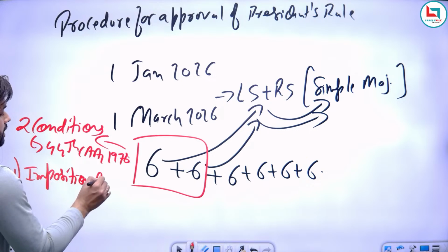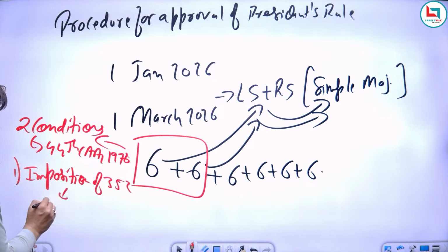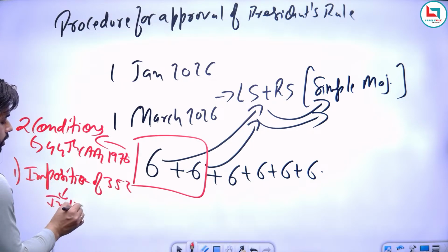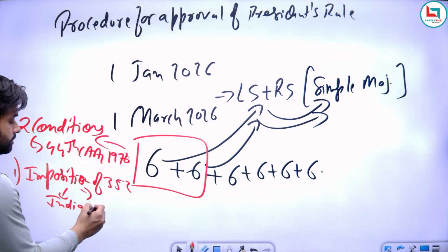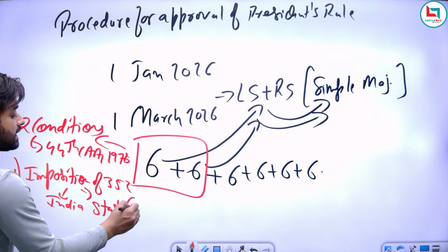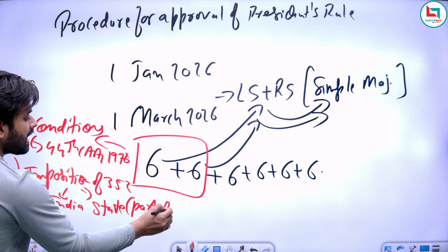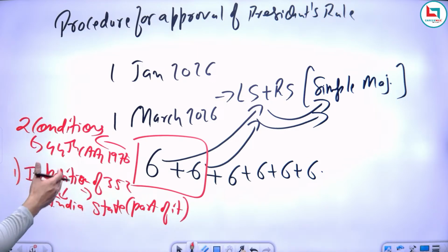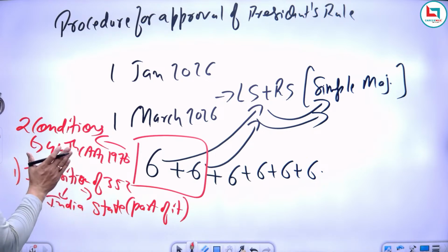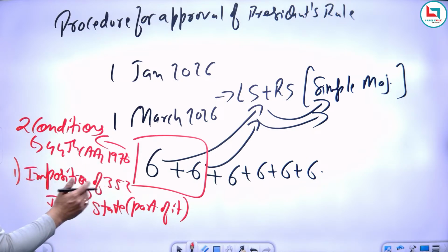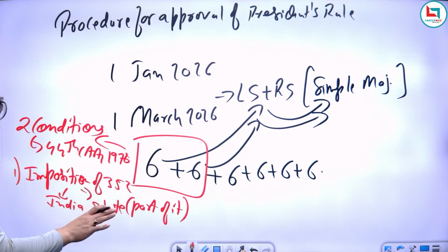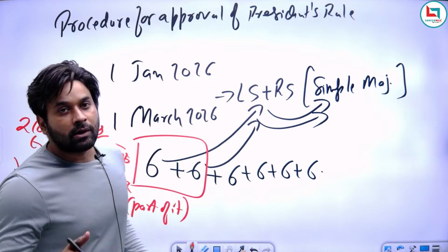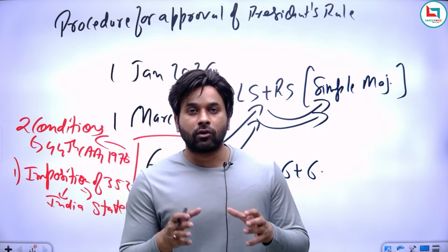Imposition of national emergency in India or in the state, or any part of it, either in the whole state or any part of the state. So the first condition is, many students are not able to understand the first condition. The first condition is imposition of national emergency either in whole India or whole state or any part of the state. We all know that national emergency can be restricted to a particular part of the country.